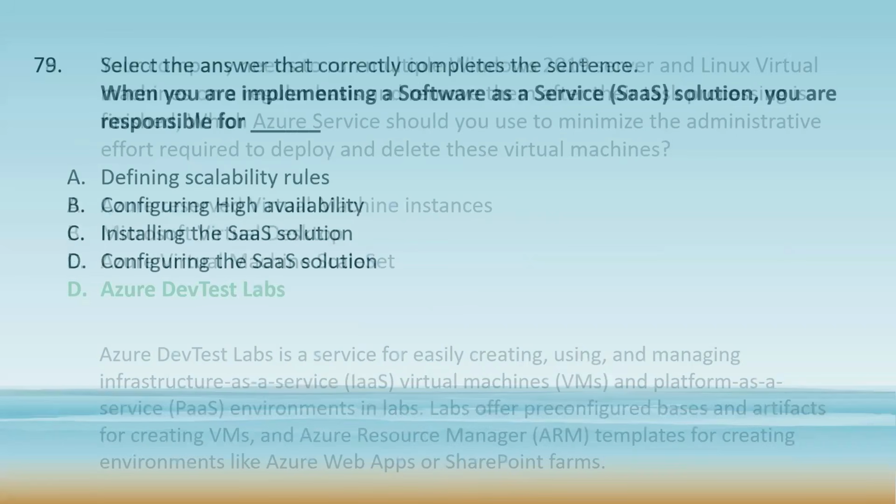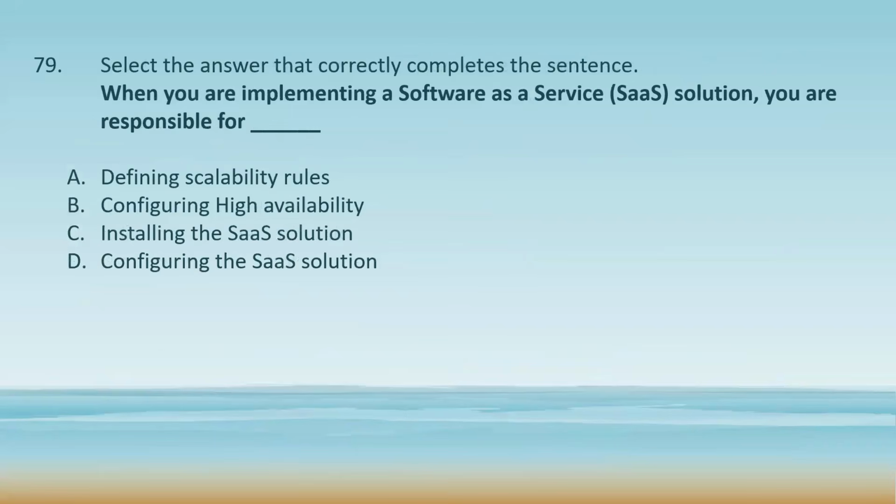Question number 79. Select the answer that correctly completes the sentence. When you are implementing a software as a service, SaaS, solution, you are responsible for. Your options are defining scalability rules, configuring high availability, installing the SaaS solution, configuring the SaaS solution.